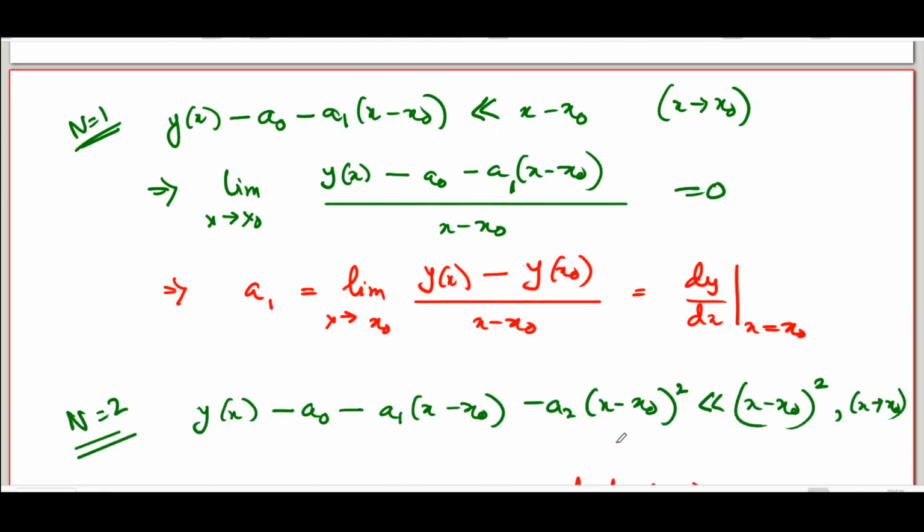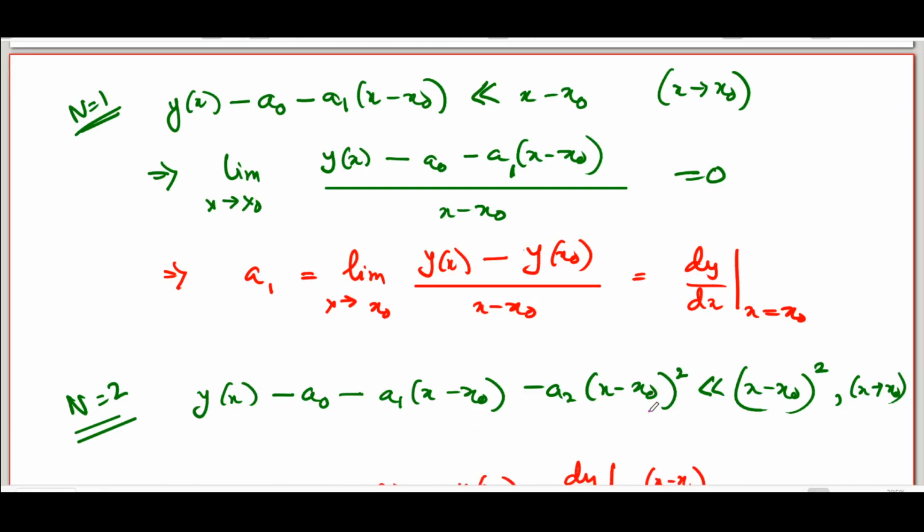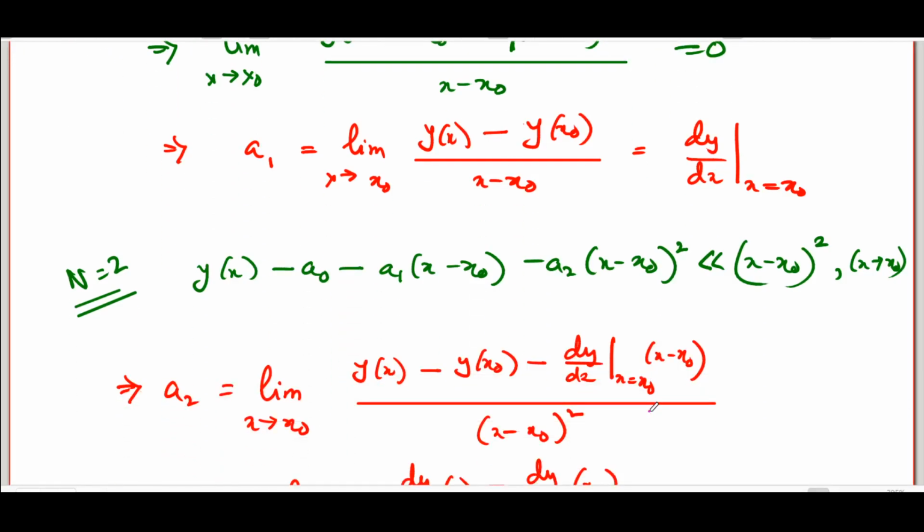Well, y(x) minus a0 minus a1(x minus x0) minus a2(x minus x0) whole square. This must be negligible compared to (x minus x0) whole square as x goes to x0. Following the same procedure as before, it's easy to see that a2 is nothing but the limit as x goes to x0 of the difference between this part divided by (x minus x0) whole square. Of course, what we have done is already put in the value of a0, which we know is y of x0, and the value of a1, which we know is the derivative, dy/dx at x equal to x0, times (x minus x0), as is there in the series.